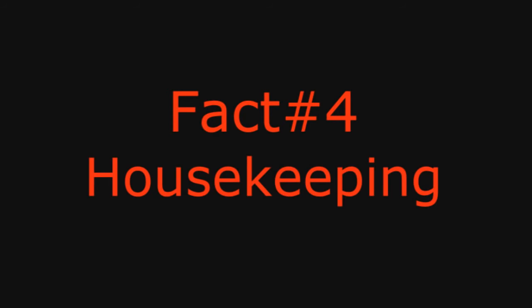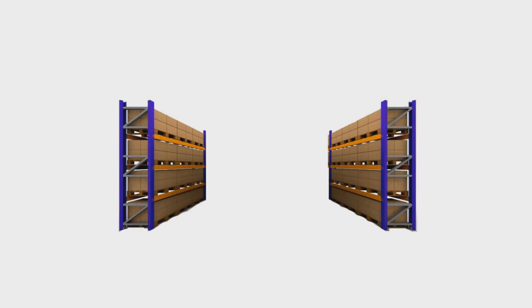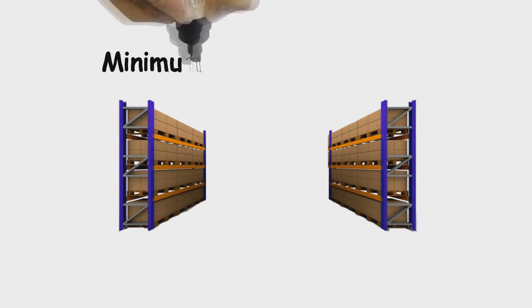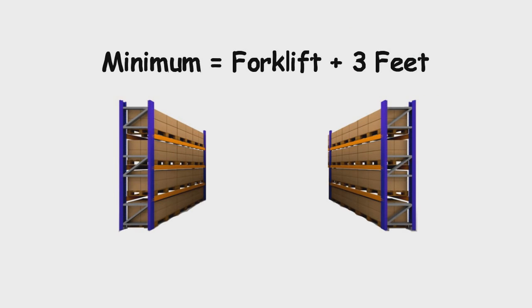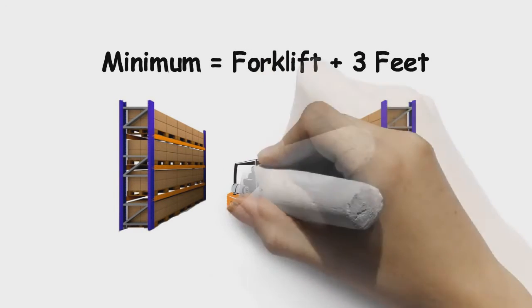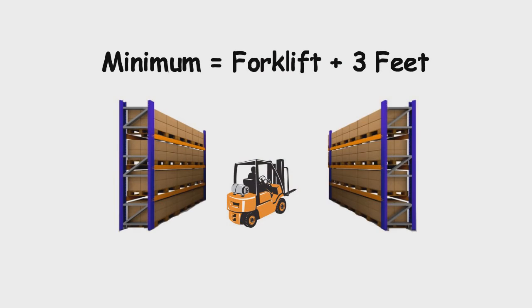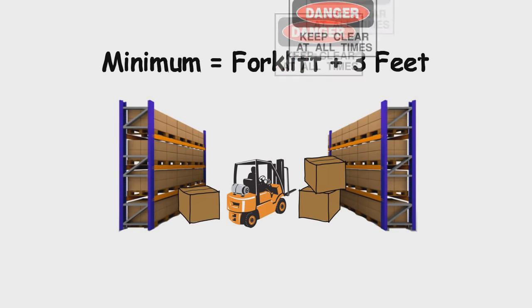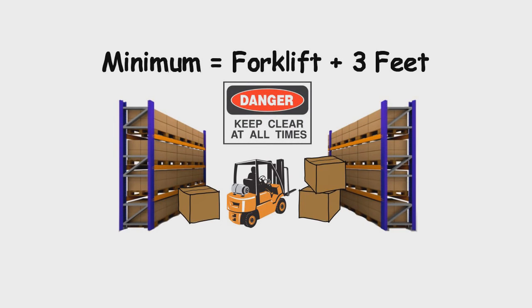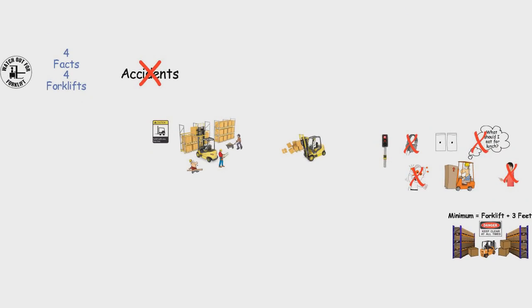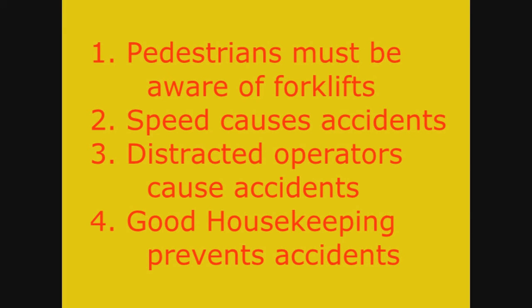Fact number 4, housekeeping. The minimum aisle clearance should be the width of the forklift plus 3 feet. Forklift travel paths should be kept as straight as possible. Cluttered aisles force forklifts to swing around obstacles, causing them to hit racks, uprights, or pedestrians. Boxes and pallet loads can hide pedestrians. Remember, in order to prevent forklift accidents, keep these 4 forklift facts in mind.